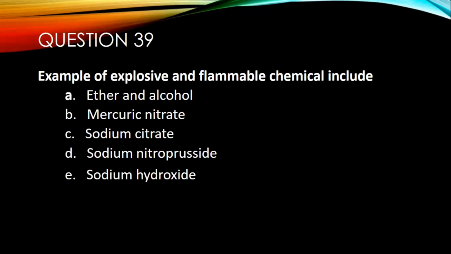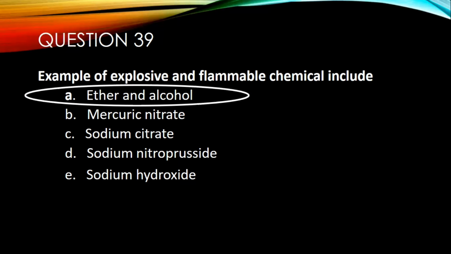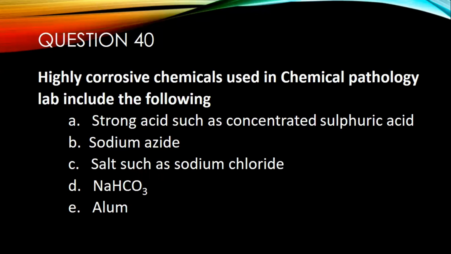Then question 39. Examples of explosive and flammable chemicals include ether, alcohol, mercuric nitrates, sodium citrates, sodium nitroprusside, and sodium hydroxide. Which one do you choose? I will choose ether and alcohol. Those are explosive and they are easily flammable, very, very flammable.